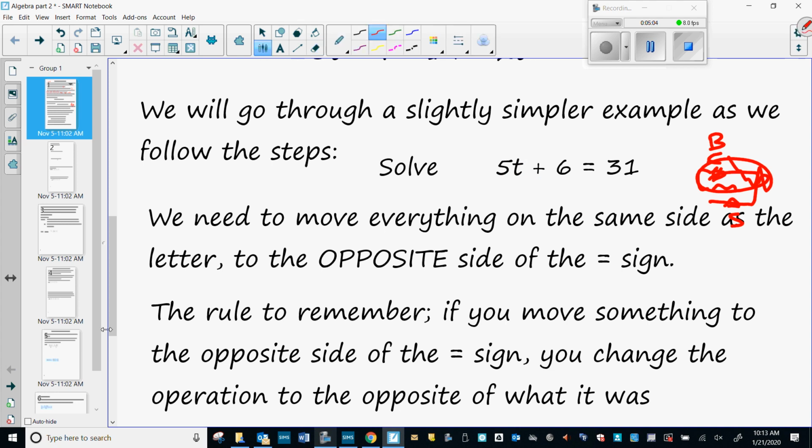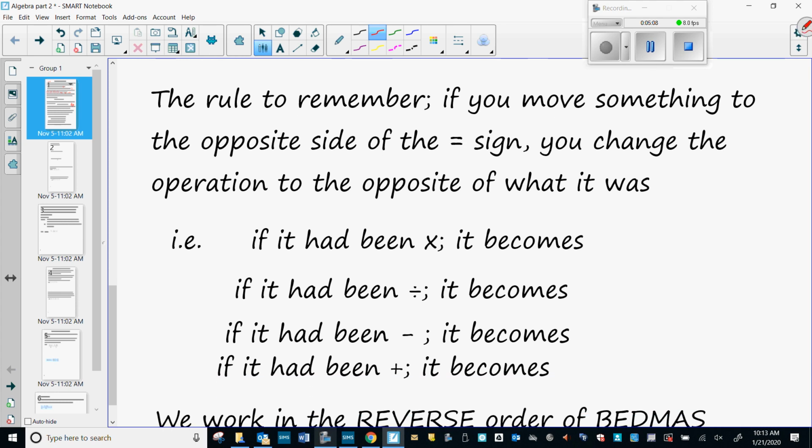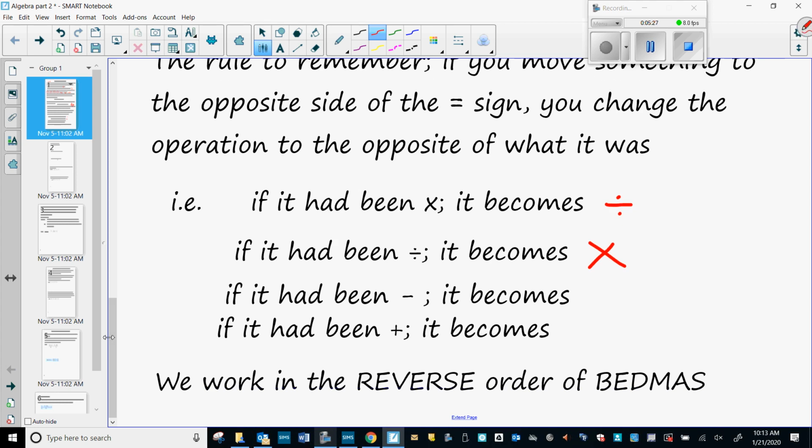Alright, so the rule is, if something has been multiplied, in order to undo it, what do we do to it? We're going to divide it. If something had been divided, what do we do to get rid of it or undo it? We multiply. If something had been subtracted, what do we do? And if something had been added, we subtract. As I said here, we work in the reverse order of fairness. Okay?